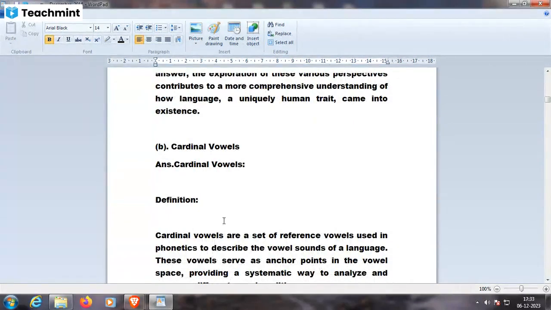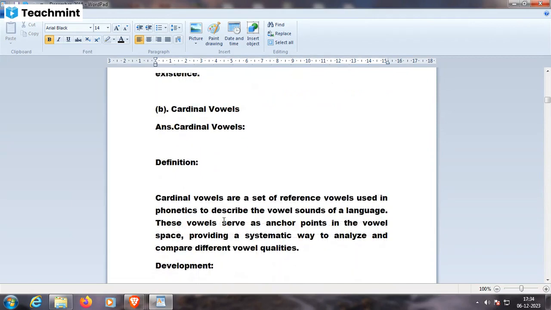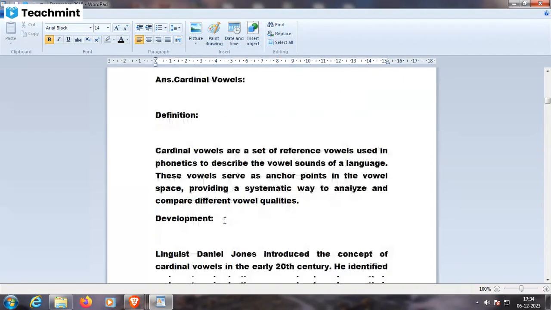Then the brief note is cardinal vowels. What are these cardinal vowels? Cardinal vowels are a set of reference vowels used in phonetics to describe the vowel sounds of languages. These vowel sounds serve as anchor points, fixed points in the vowel space, providing a systematic way to analyze and compare different vowel qualities.